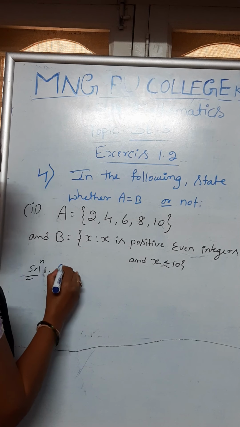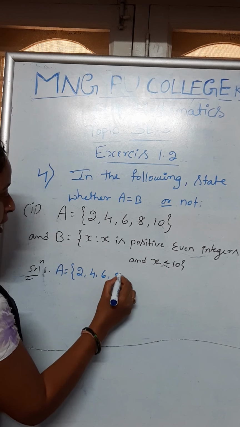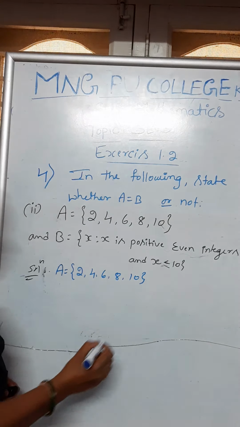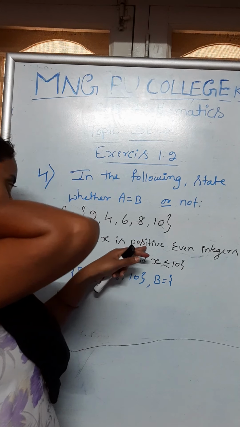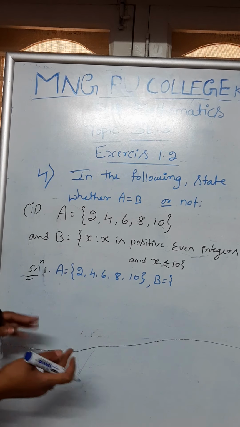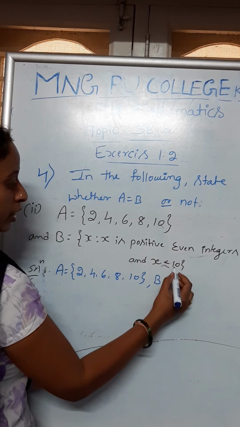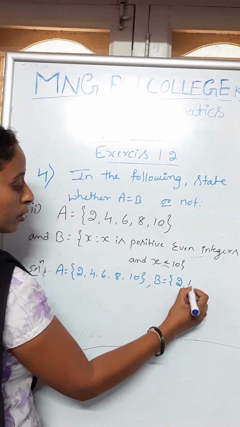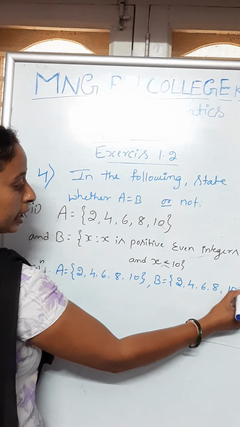So here set A equal to 2, 4, 6, 8, 10, and consider set B. They have given a single common property; when converted to roster form, meaning element form, the positive even numbers are 2, 4, 6, 8 up to 10.